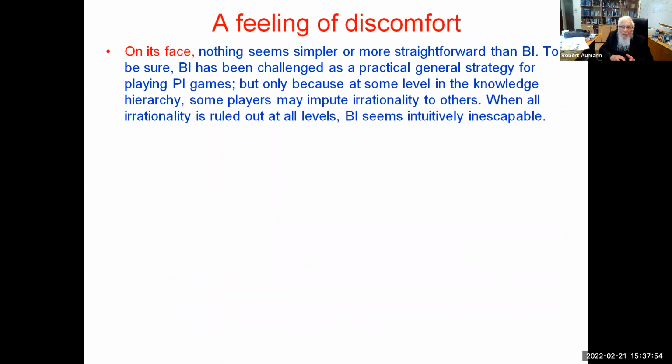which we'll spell out. On its face, nothing seems simpler or more straightforward than backward induction. To be sure, backward induction has been challenged as a practical general strategy for playing perfect information games, and we'll discuss some of that later, maybe this time. But only because at some level in the knowledge hierarchy, some players may impute irrationality to others. When all irrationality is ruled out at all levels, backward induction seems intuitively inescapable.